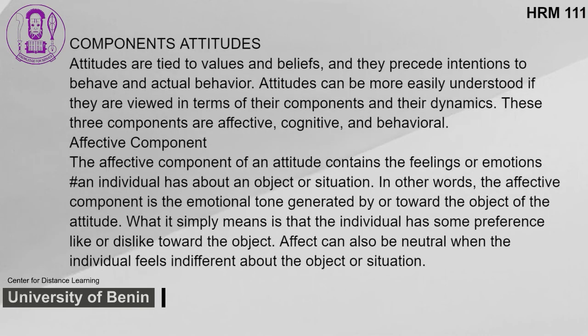Components of attitudes. Attitudes are tied to values and beliefs, and they precede intentions to behave and actual behavior. Attitudes can be more easily understood if they are viewed in terms of their components and their dynamics. These three components are affective, cognitive, and behavioral. Affective component. The affective component of an attitude contains the feelings or emotions an individual has about an object or situation. In other words, the affective component is the emotional tone generated by or toward the object of the attitude. What it simply means is that the individual has some preference, like or dislike, toward the object. Affect can also be neutral when the individual feels indifferent about the object or situation.